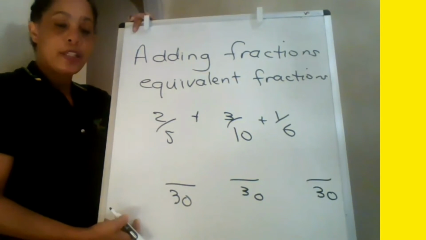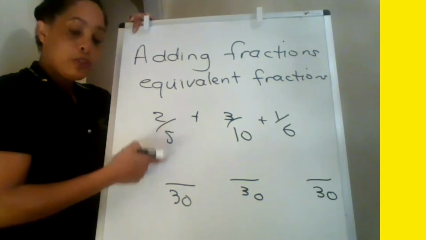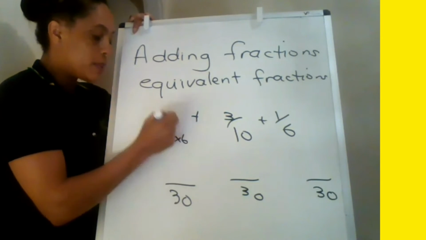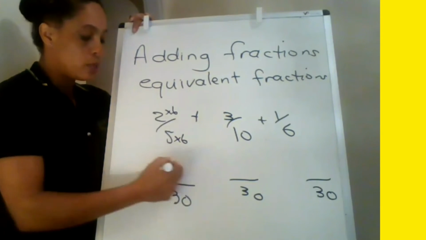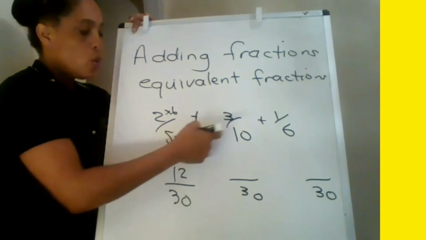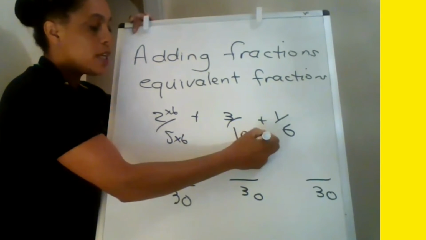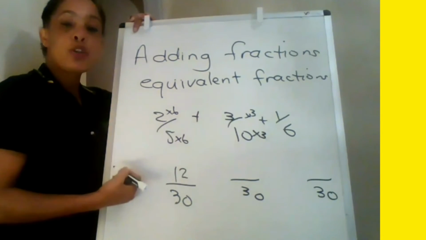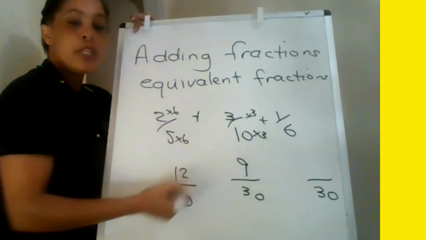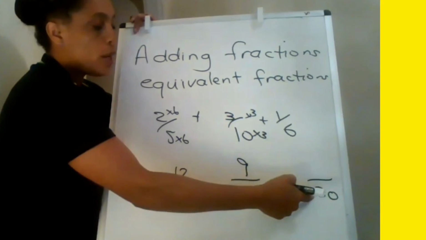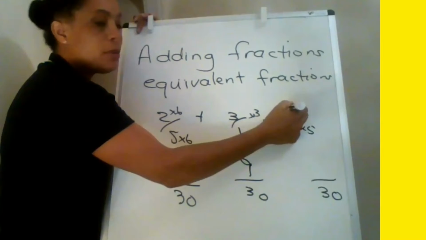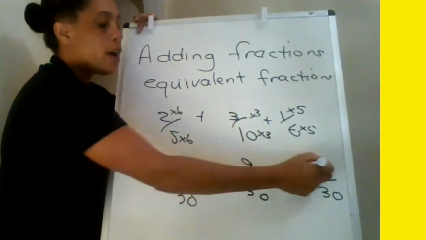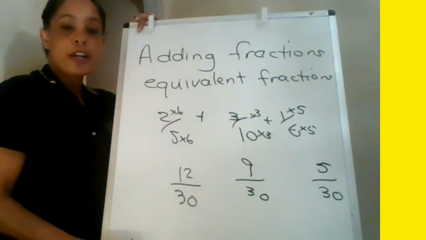Now I can go ahead and work out my answer. What do I do to 5 to get to 30? Times 6. So I times the top by 6 as well. That gives us 12. What do I do to 10 to get to 30? Times by 3. So I times the top by 3, just like in equivalent fractions. What do I do to 6 to get to 30? Times by 5. So I times the top by 5.